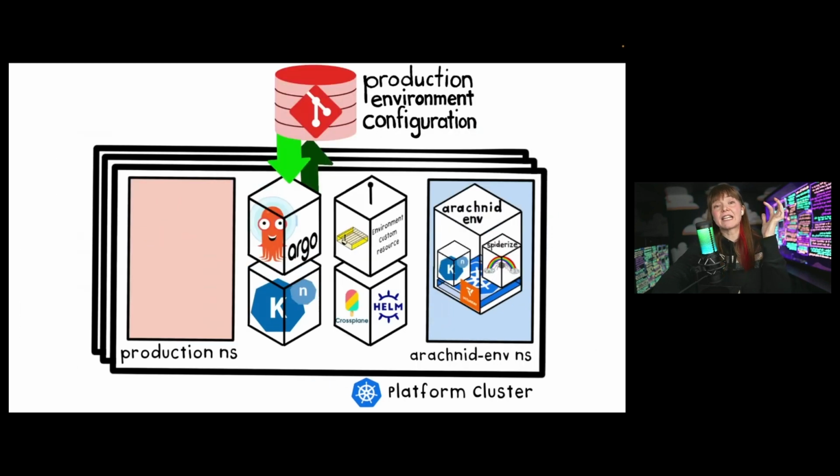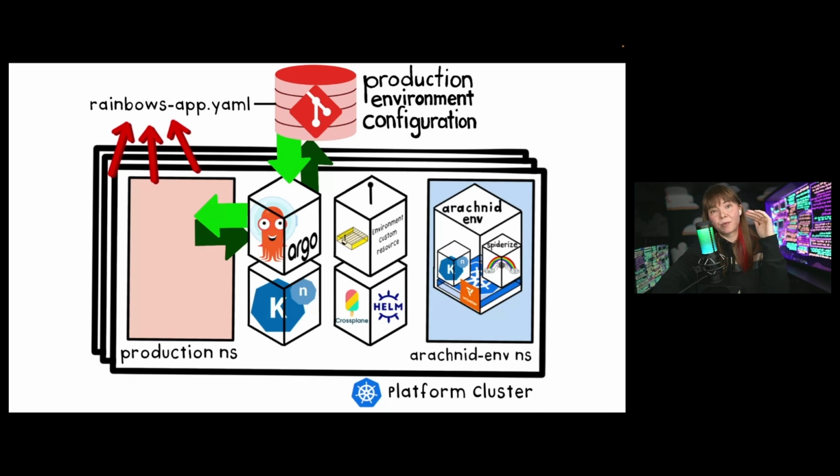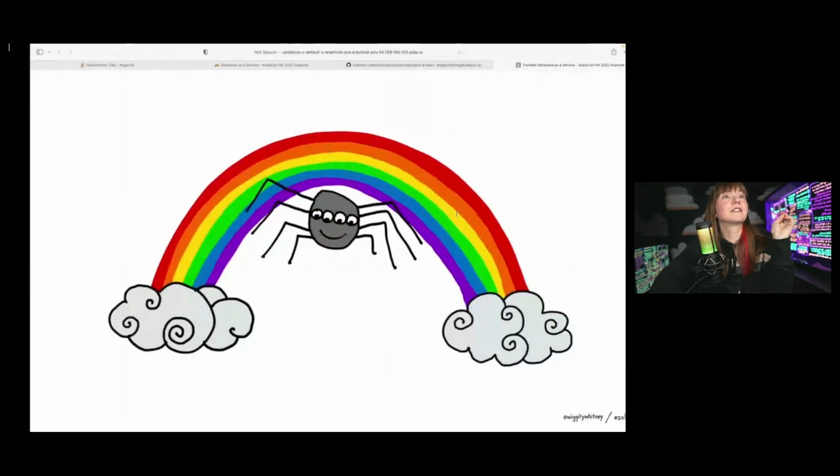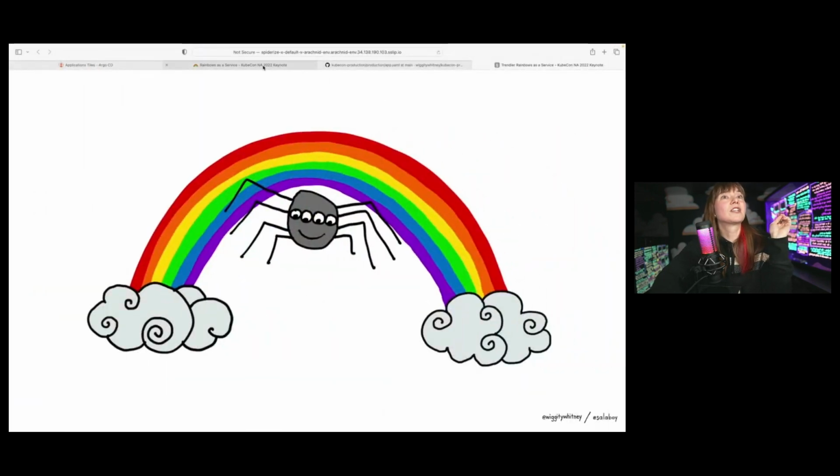So I configured Argo CD to watch my GitHub repo. My GitHub repo is called KubeCon Production. And whatever resources are in that repo, it's going to deploy those into the production namespace of this platform cluster. So I've already actually put an app.yaml file in my GitHub repo, and therefore that app.yaml file is already deployed into production. So I will show you. You don't have to take my word for it.